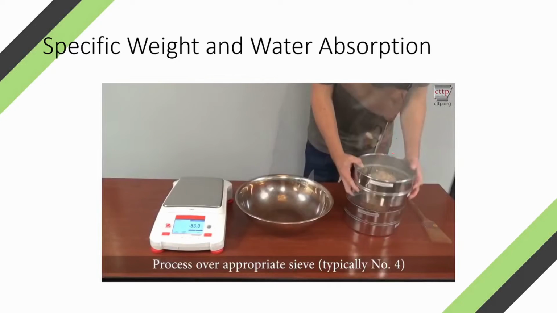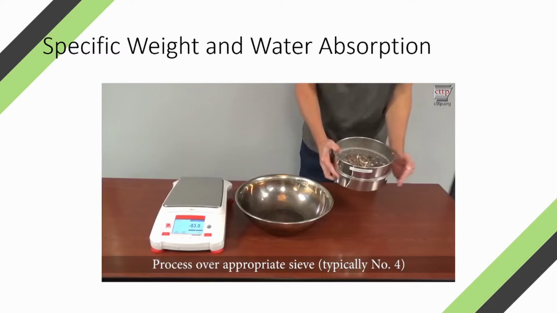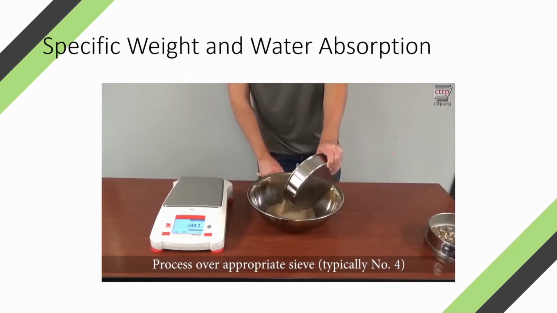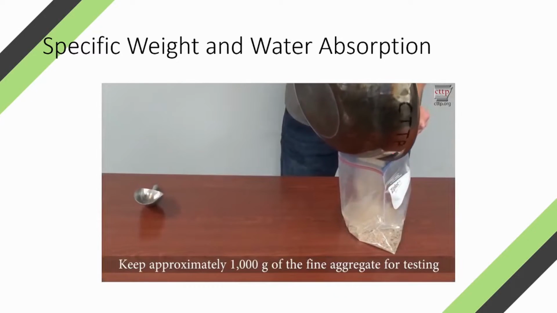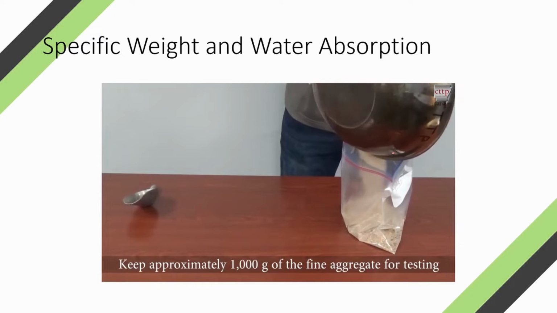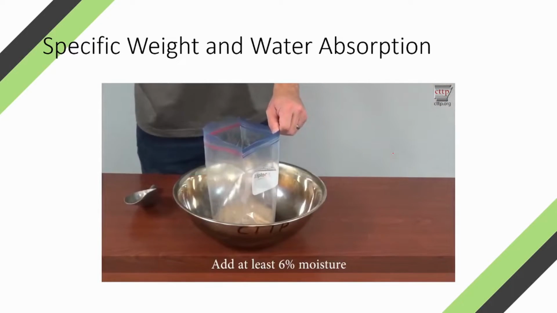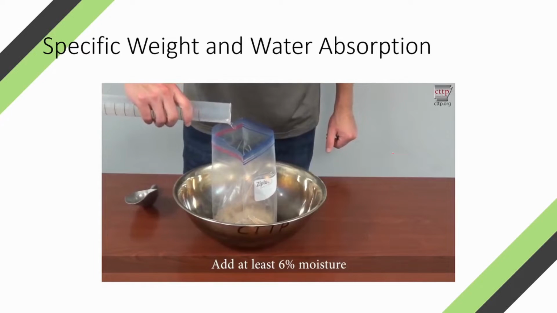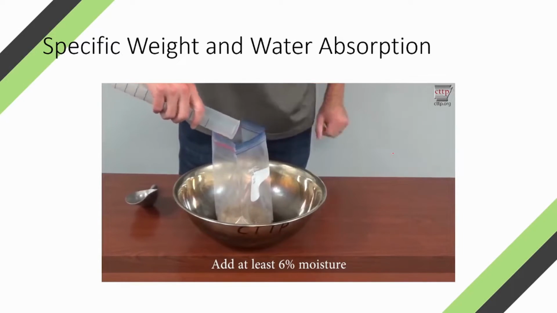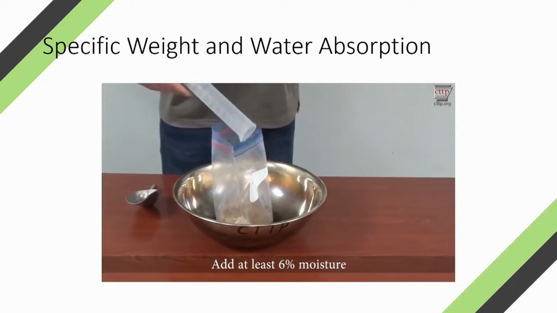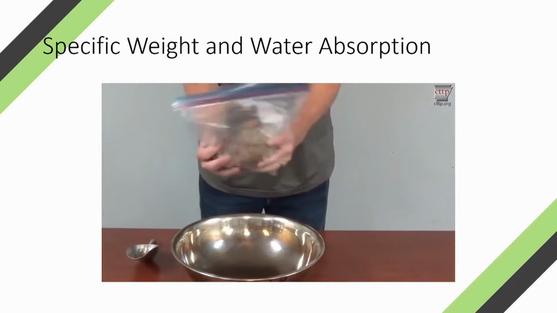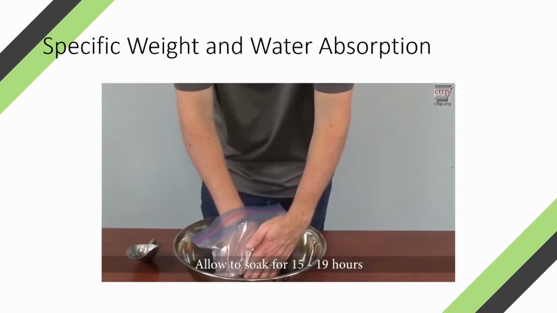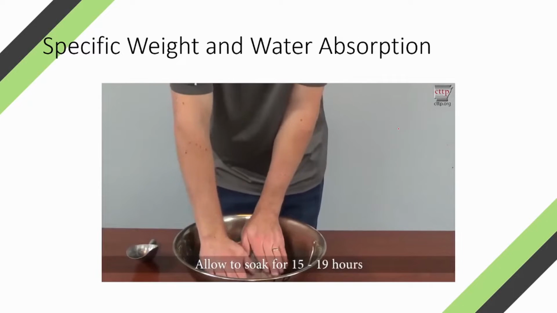Process the sample over the appropriate sieve, which is typically the number 4 sieve. Discard any aggregate retained on the sieve. Keep approximately 1,000 grams of the fine aggregate for testing. Add at least 6% moisture to the sample. Place the sample in a sealed container and mix to distribute moisture. Allow the sample to soak for 15 to 19 hours.